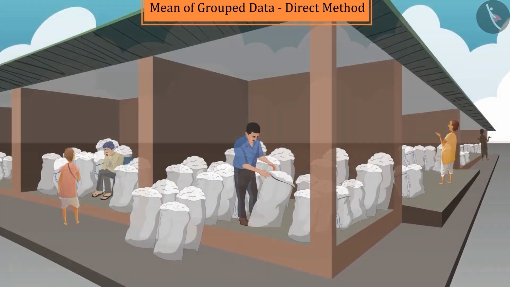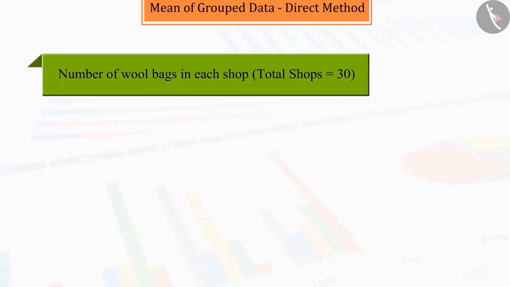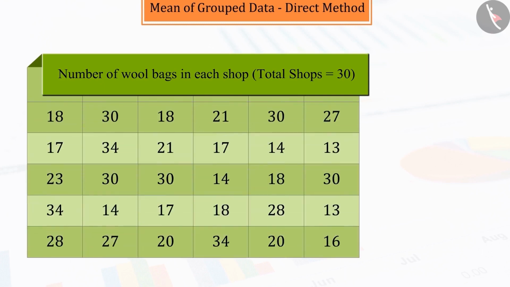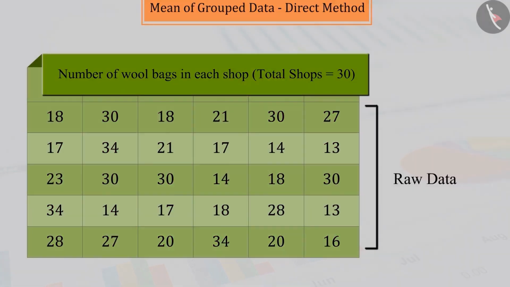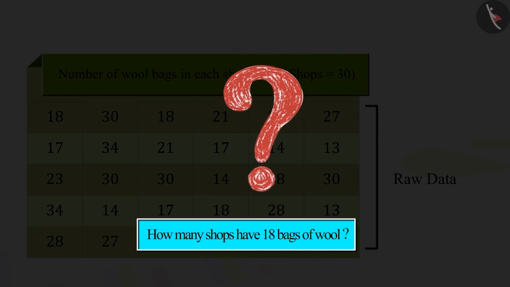The number of individual bags of wool kept in the 30 shops located in the wool market is represented as follows. We refer to this as raw data. With the help of this data, can you tell how many shops have 18 wool bags?